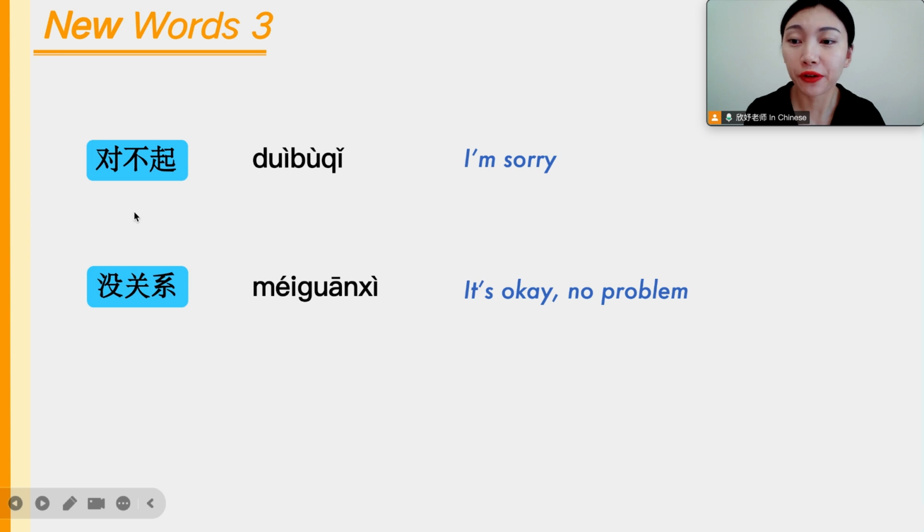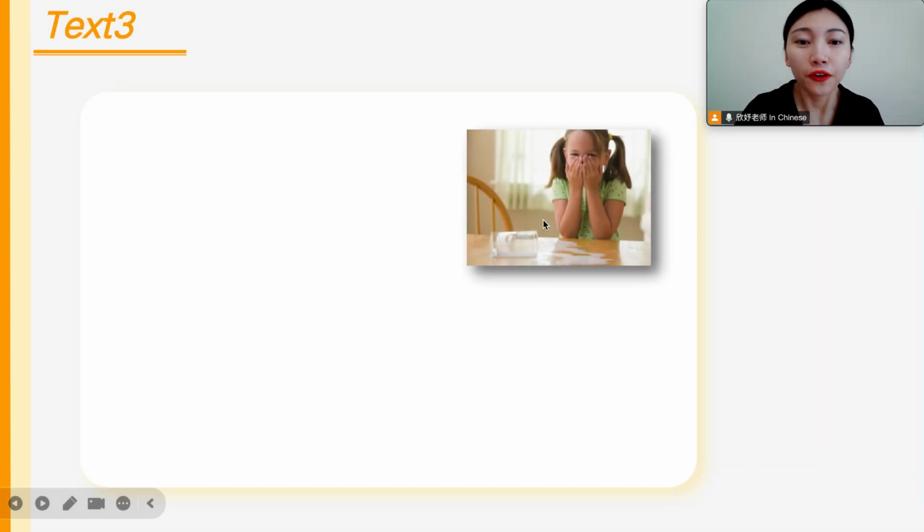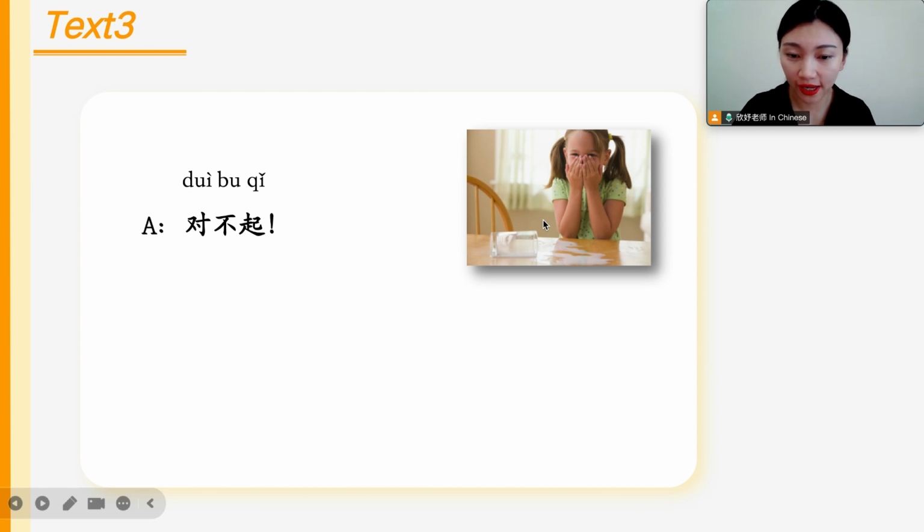Now please read after me. 对不起，对不起，没关系，没关系。Very good. So let's check out the text 3. First, look at the picture. A little girl accidentally spilled the milk, and she said 对不起 to apologize. And maybe another person replies 没关系 to say it's okay and forgive her.